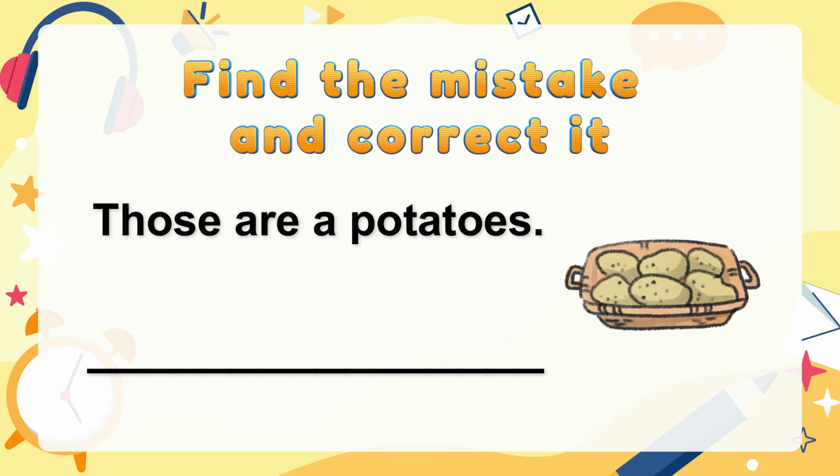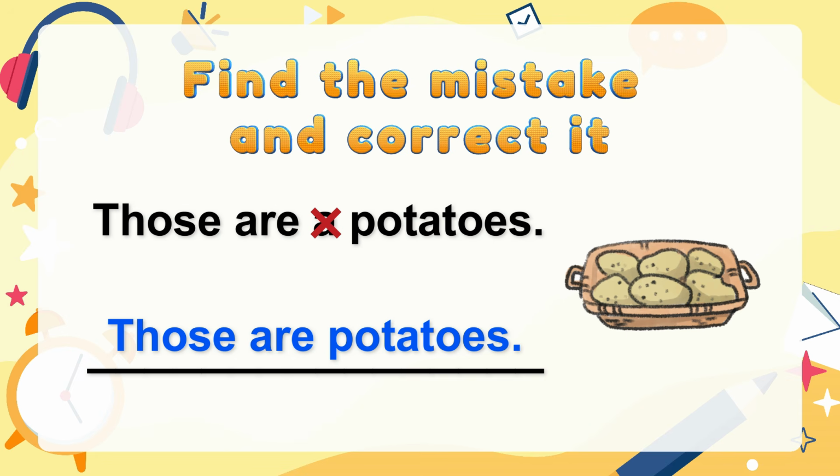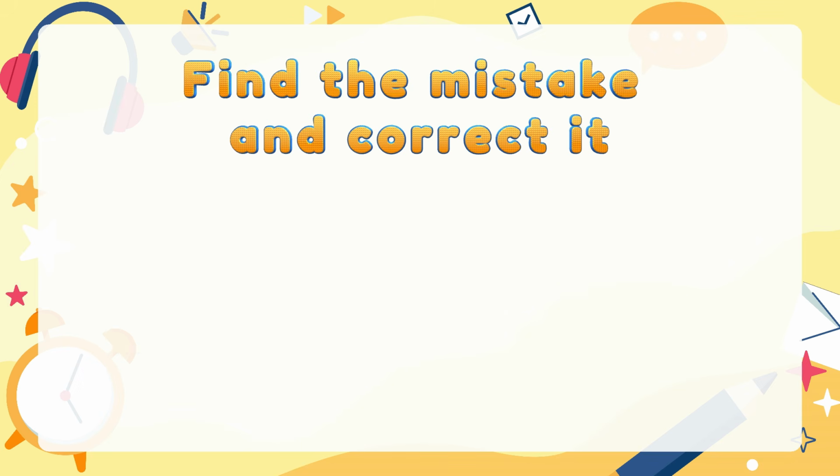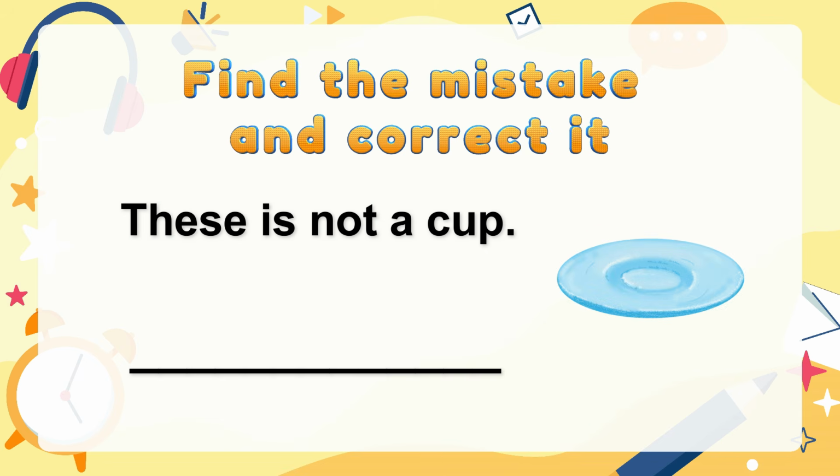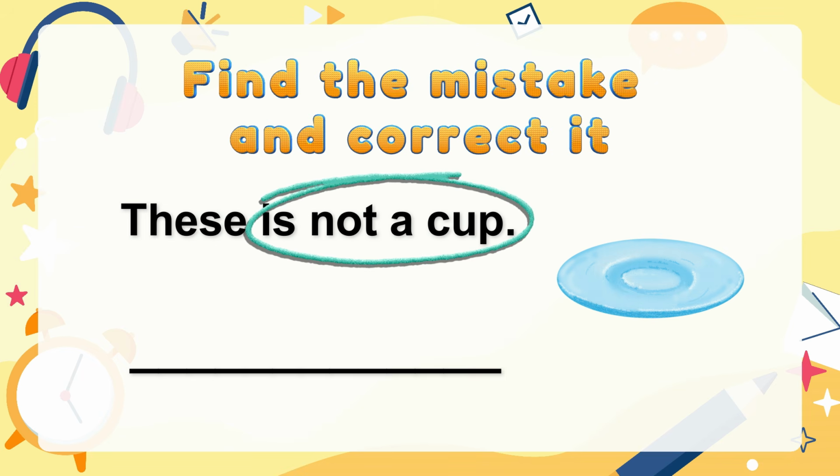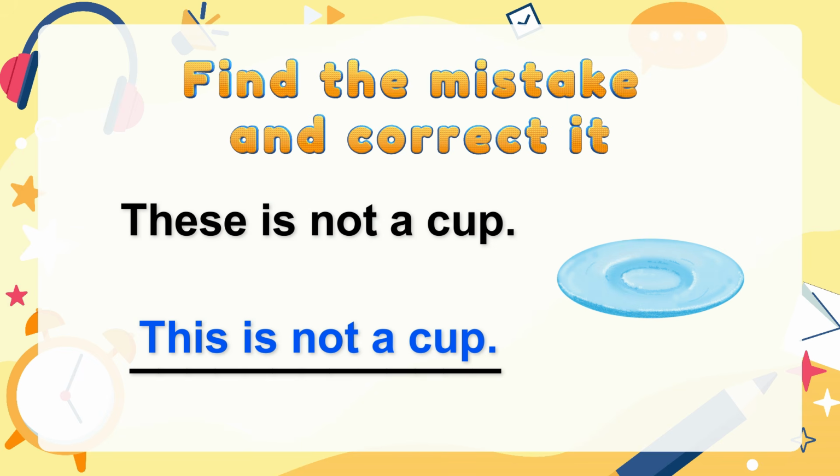Those are potatoes. Those means plural. Potatoes is plural. So we do not use a. My sentence will be, those are potatoes. These is not a cup. These means plural. Is not a cup is singular. I will change the sentence to, this is not a cup.